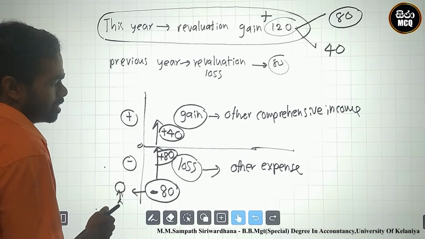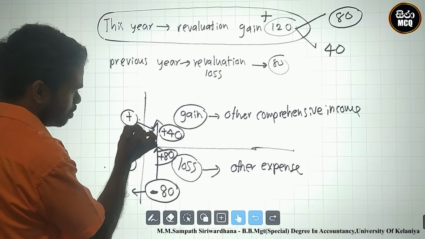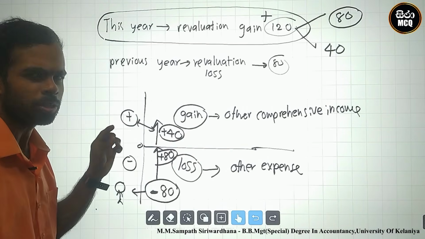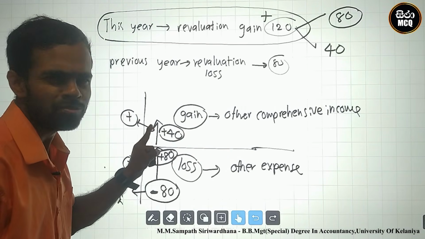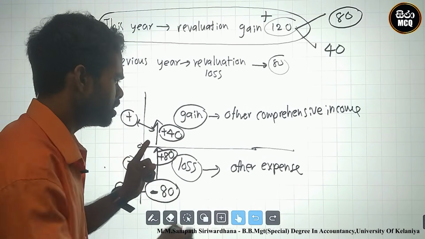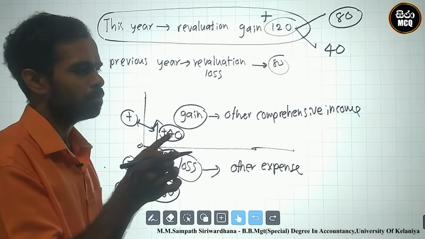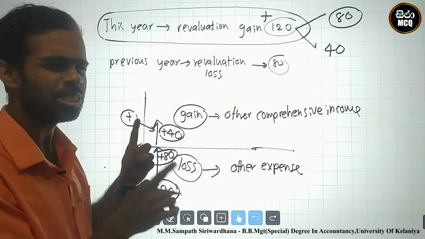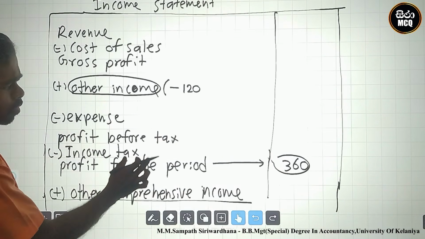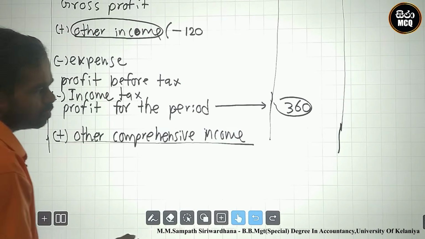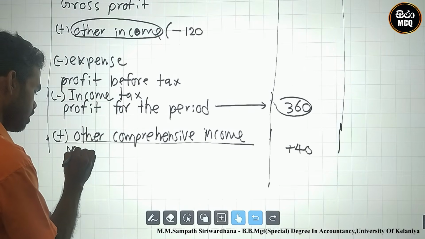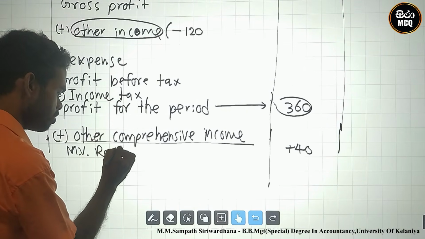Okay. Therefore, firstly we must identify plus to plus. Other comprehensive income area is plus area. You must plus this 40. Therefore, you must include this 40 in other comprehensive income. Other comprehensive income is plus area, no? This 40 is plus area. Therefore, I included this 40 in other comprehensive income area. 40. This is the motor vehicle revaluation gain.